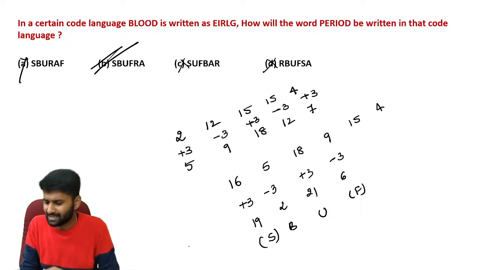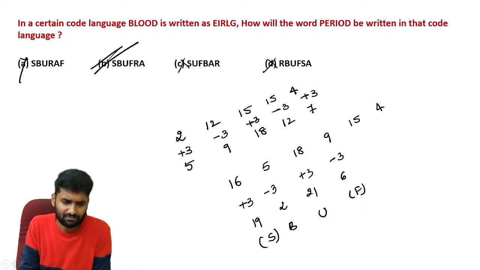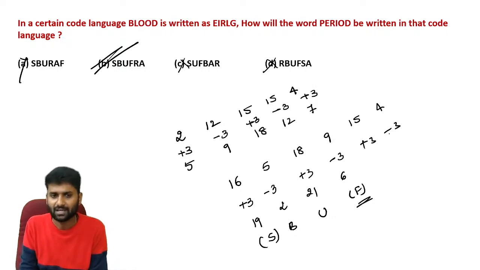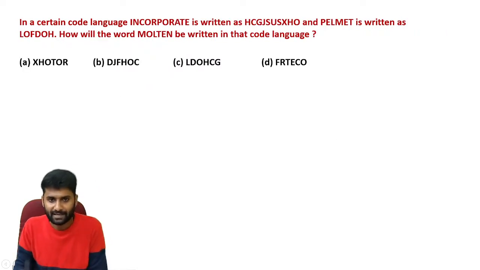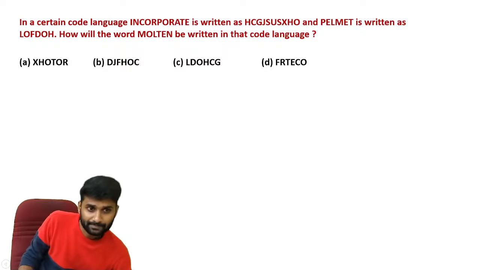Don't go for the remaining letters. It's a waste of time. You have to choose the correct answer, right? So you can stop the calculation here. Don't go for the next plus 3 and minus 3. Once you get the answer, you can choose it. Next, try this question.